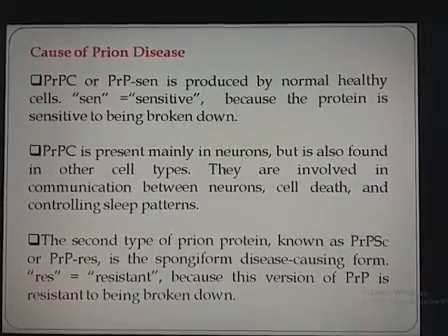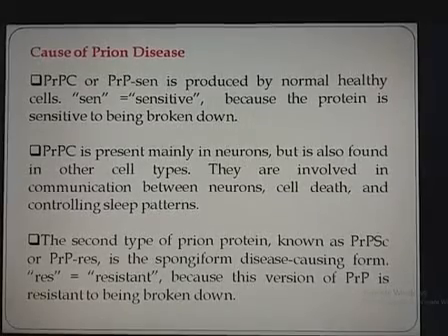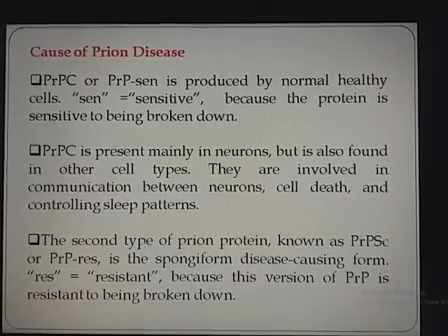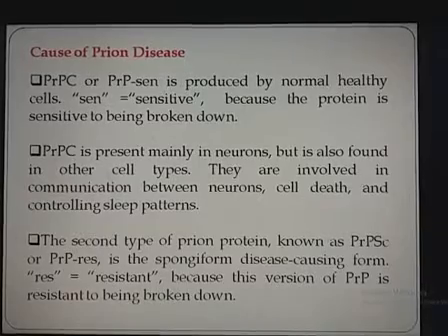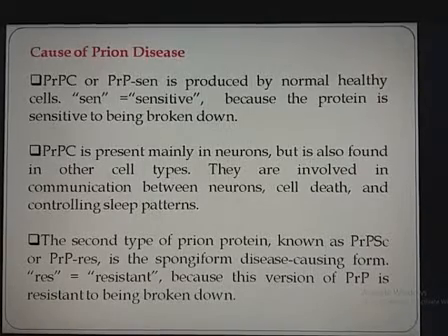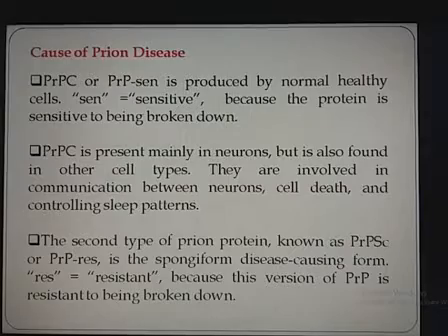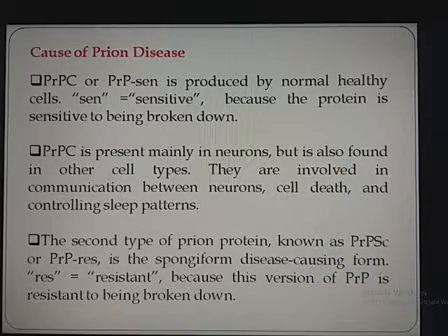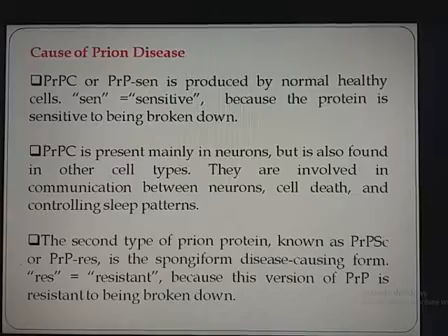Now the causes of prion disease. PrPC, or PrP-sen, is produced by normal, healthy cells. The sen in this case means sensitive, because that particular protein is totally sensitive to being broken down by some kind of enzymes. PrPC is present mainly in neurons and some other kinds of cells.